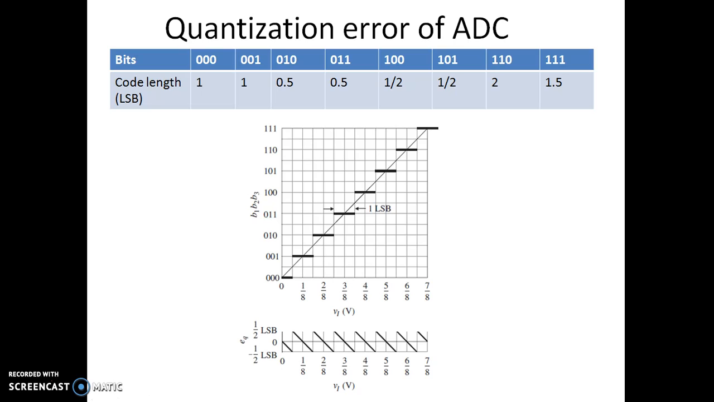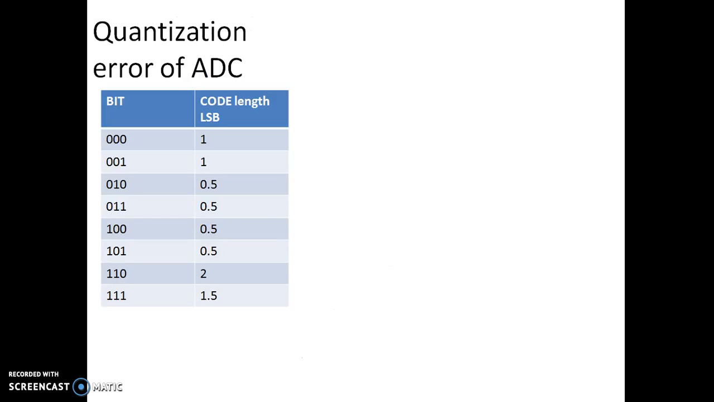So let us try to understand how the quantization error can be plotted for a particular condition where the code lengths are not ideal. So if it is 1, half LSB, half LSB, and 4 half LSBs, and there is a 2 LSB code length. Now let us try to identify how we find out the quantization error and what its effect is on the output of the ADC. Now we know that this is the quantization error we considered in the previous slide.